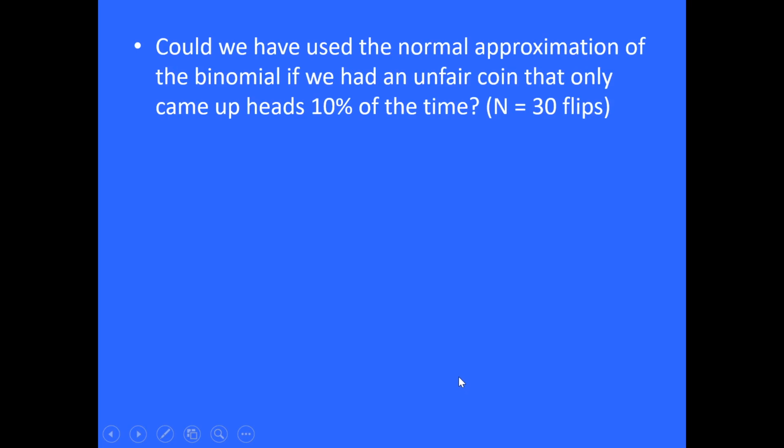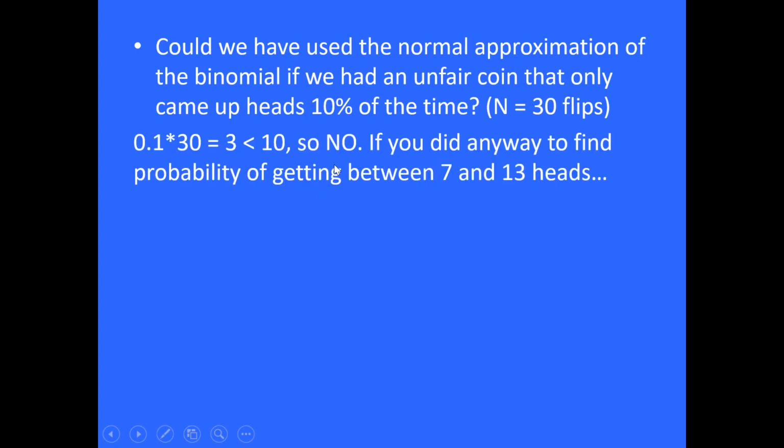Could we have used a normal approximation of the binomial if we had used an unfair coin? This coin is really tricky. It only turns up heads 10% of the time in 30 flips. Well, you would use that same rule of thumb we talked about. We'd take pi times n and 1 minus pi times n. So 0.9 times 30, that's a lot, that's fine. But 0.1 times 30, that's 3, which is much less than 10, so no.